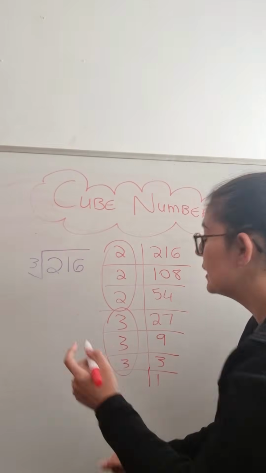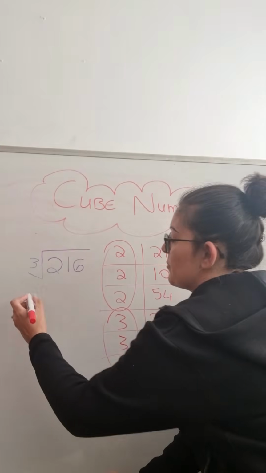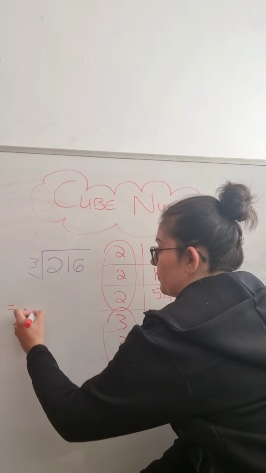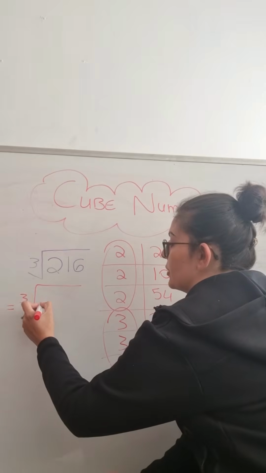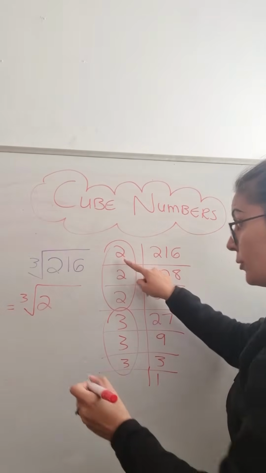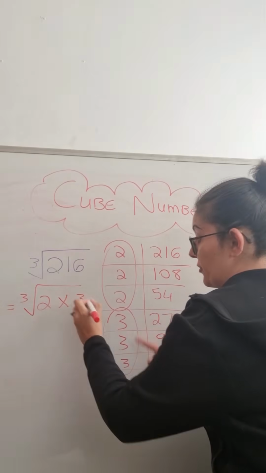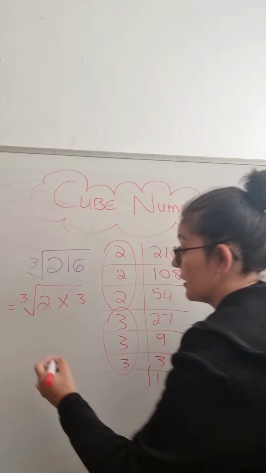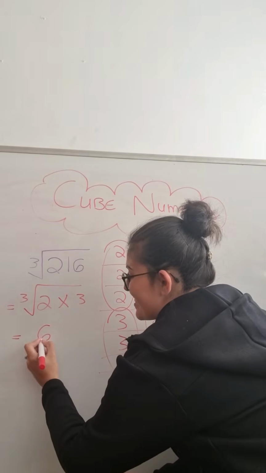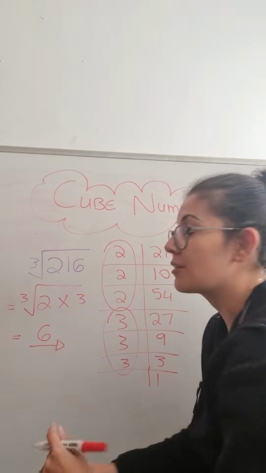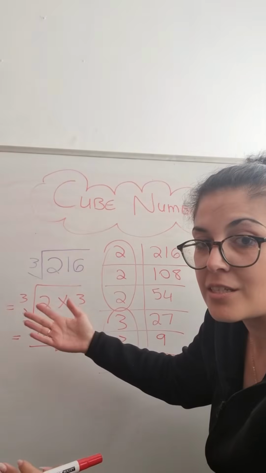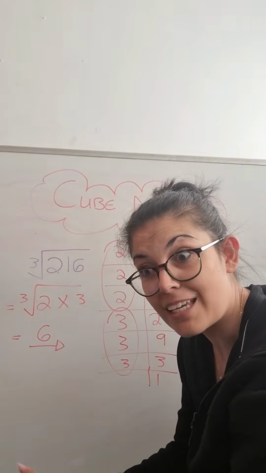Those are my groupings, which basically just means that over here, your cube root would be a 2 with a 3. You multiply them together and you get 6, which means that the cube root of 216 is 6. And you're done.